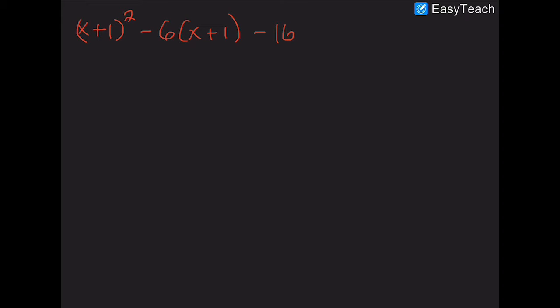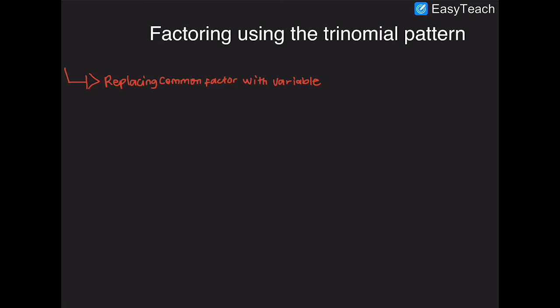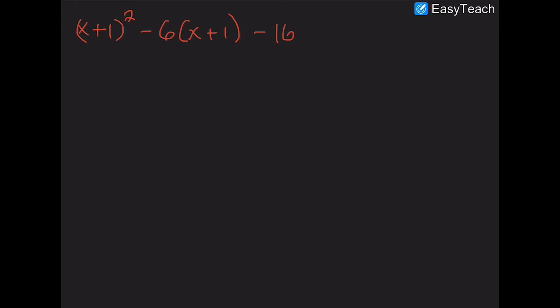Believe it or not, this is still in the form ax squared plus bx plus c, but it just looks different. So like I said, where we're replacing the common factor with a variable, we have a common factor here. We have this x plus 1 and x plus 1 on both the a term and the b term. So our aim is to replace those with a common variable. This could be anything. We could replace it with b or a's or z's, whatever we want.